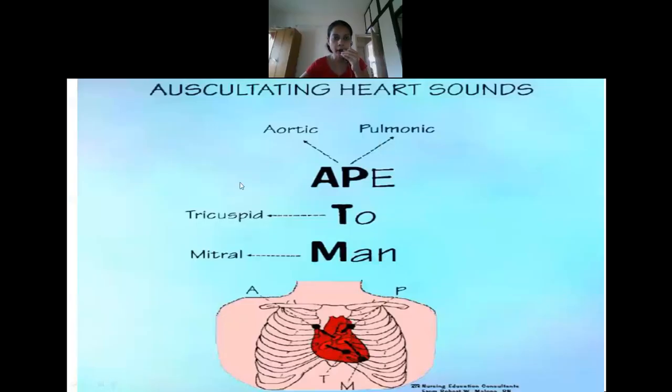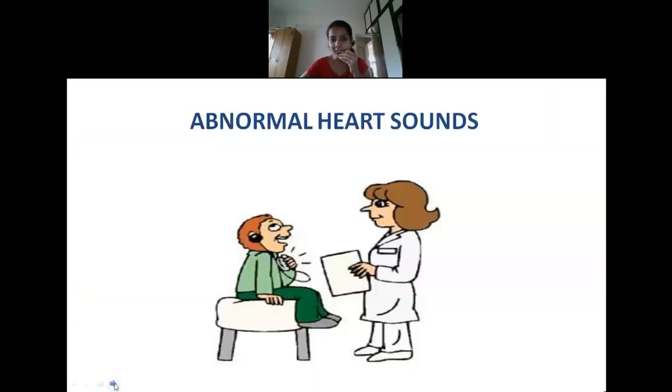Again, how can you remember? Ape to man, you can remember by that term. A refers to aortic, P to pulmonic, T to tricuspid, M to mitral. This is a mnemonic you can use to remember the sites of cardiac auscultation. Ape to man: A is the aortic area, P the pulmonic area, T the tricuspid area, and M, the main important one, is the mitral area or point of maximum impulse, also called the apical pulse.